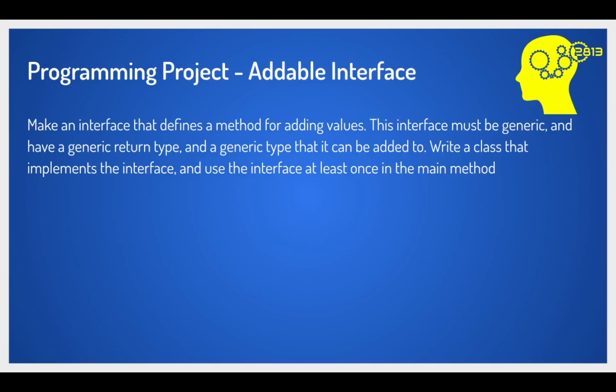So for our final programming project of the video, make an interface that defines a method for adding values. This interface must be generic and have a generic return type and a generic type that can be added to. Write a class that implements the interface and use the interface at least once in the main method. If you need a hint, or pause the video if you want to work on it. In a couple seconds, we'll reveal a hint.